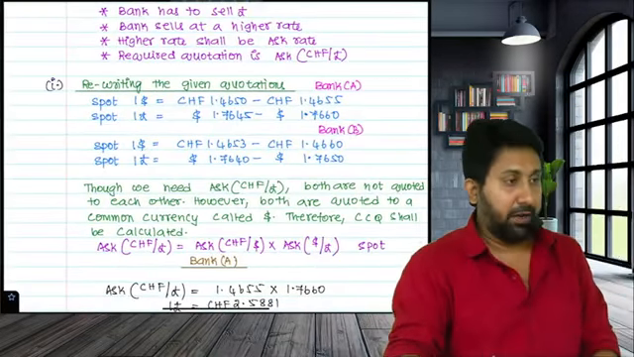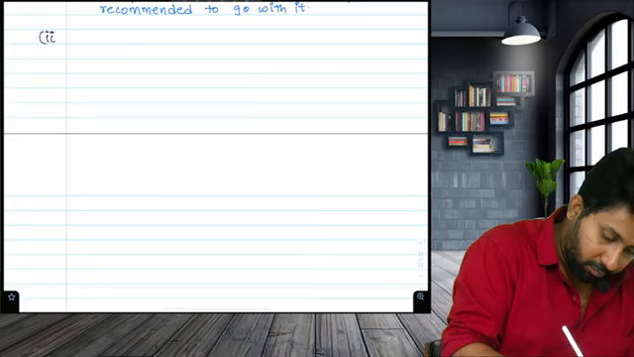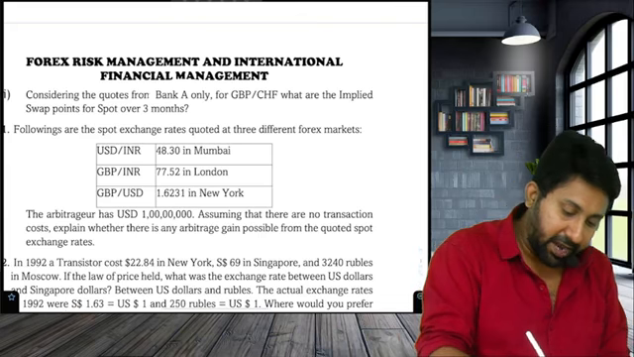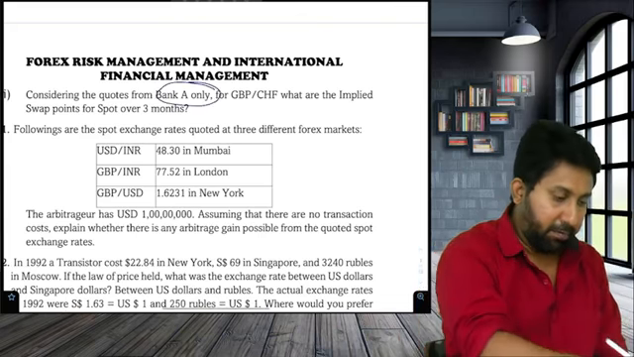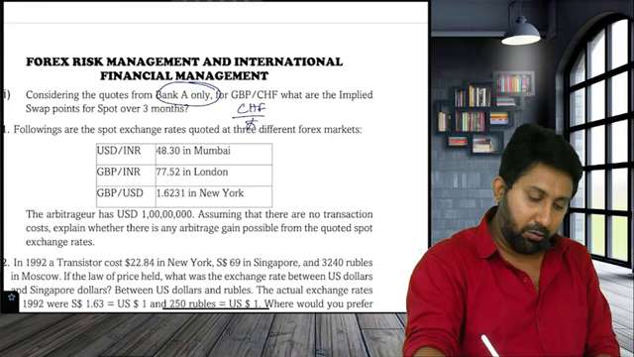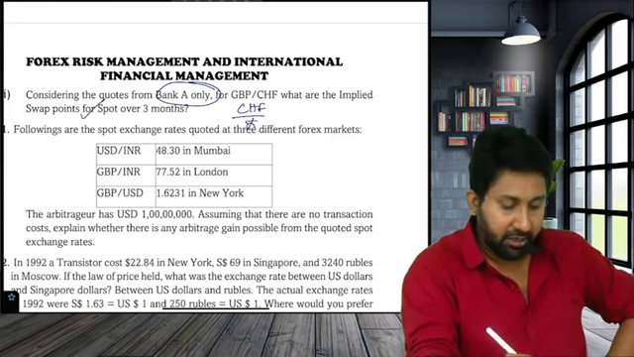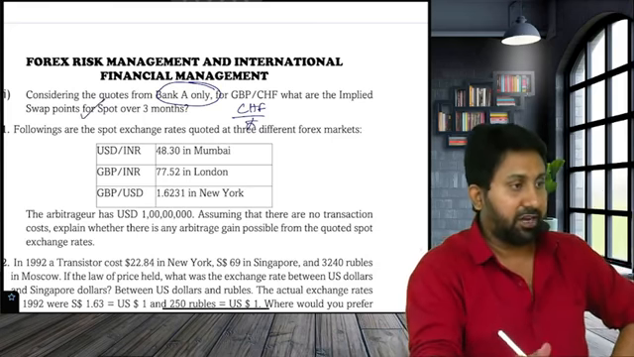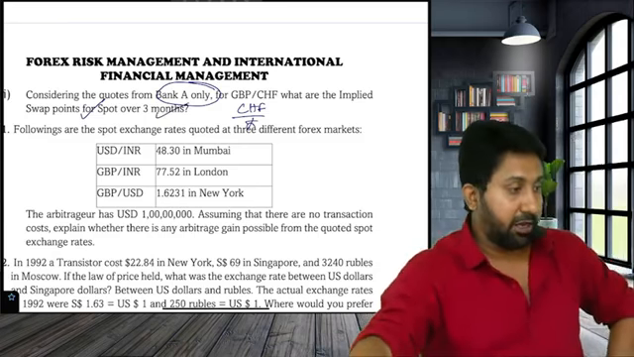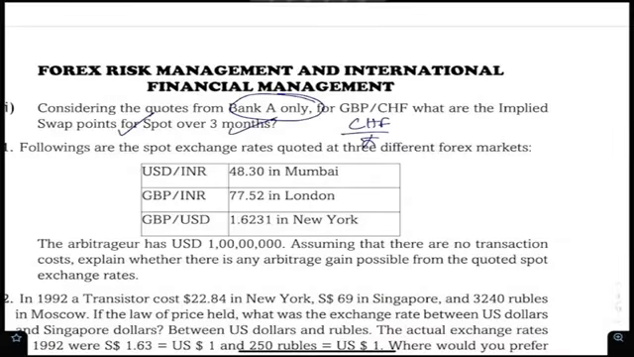Next, part number 2. What is the question he is asking? Considering the quotes of bank A only for GBP by CHF, means how to understand this? CHF divided by pound. What are the implied swap points for spot rate over 3 months? Spot rate over 3 months represents forward rate. Read the question properly before we start solving the answer.